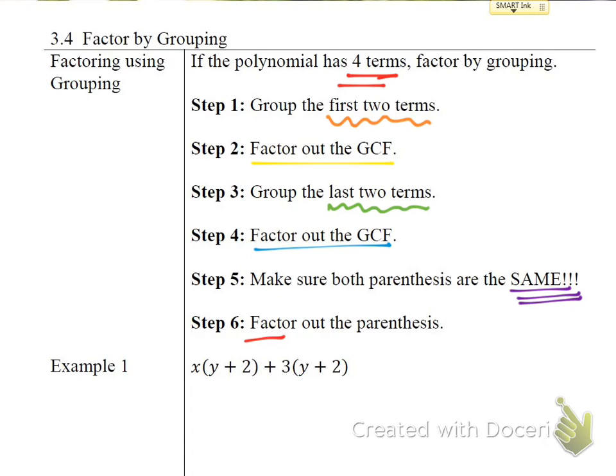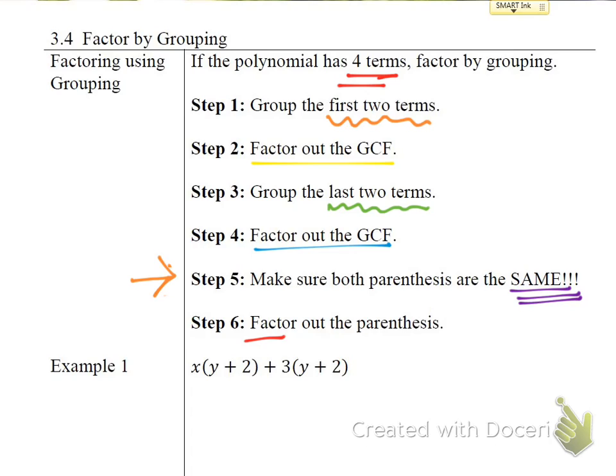So first example, the first example actually starts at step 5. So for our first example, we have already grouped the first and last 2 terms and pulled out a GCF. So this is what you will see. This is what you will see when you get to step 5, is what is shown in example 1. So we have x times y plus 2 plus 3 times y plus 2.